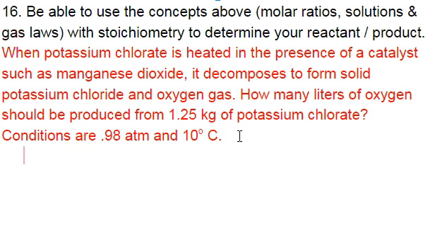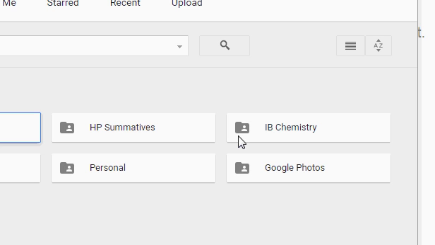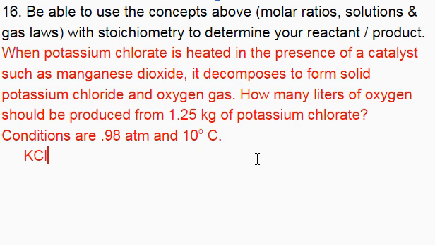When potassium chlorate, so that's going to be K, and I have to look and see what chlorate is, ClO3 I think, but I don't want to mess it up. ClO3 -1, so it's just KClO3, is heated in the presence of a catalyst such as manganese dioxide. It decomposes to form solid potassium chloride and oxygen gas.